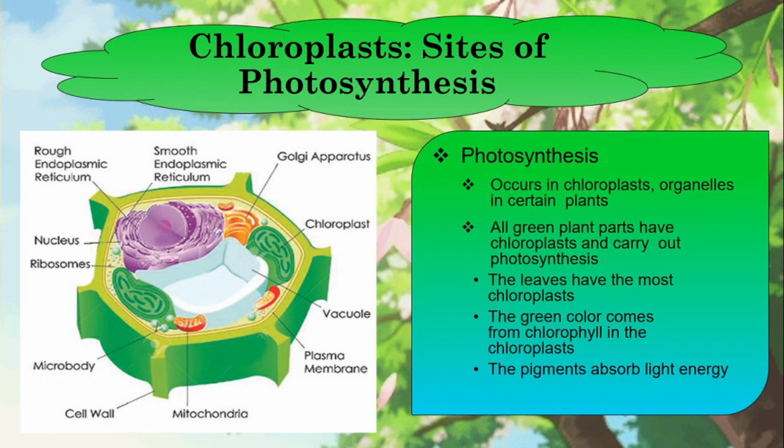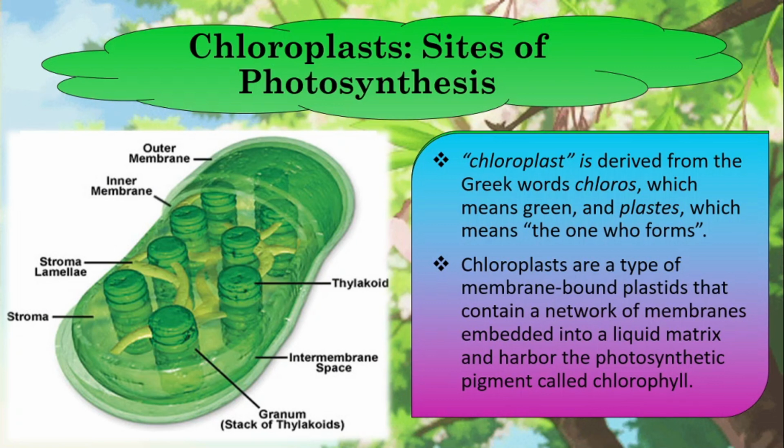So where is this chlorophyll located in photosynthesis? Chloroplast, sites of photosynthesis. Photosynthesis occurs in chloroplast, which is an organelle in certain plants. All green plants have chloroplast and carry out photosynthesis. The part of the plants that have the most chloroplast are the leaves. The green color comes from the chlorophyll in the chloroplast, the pigments that absorb light energy.